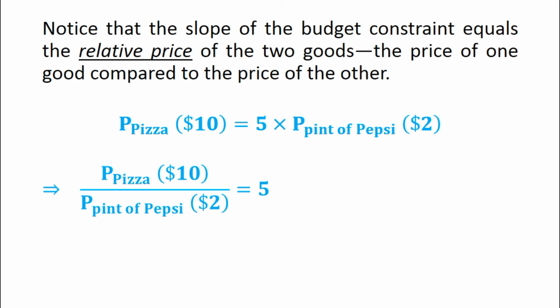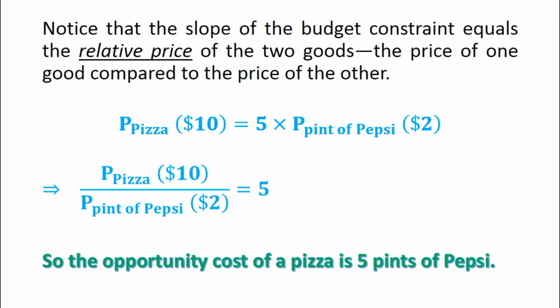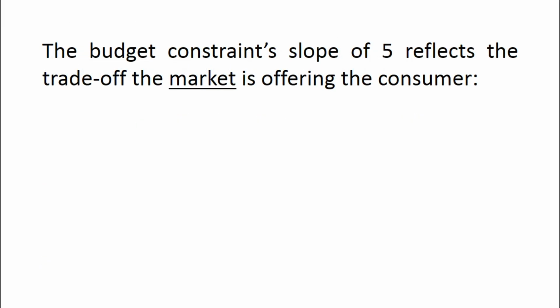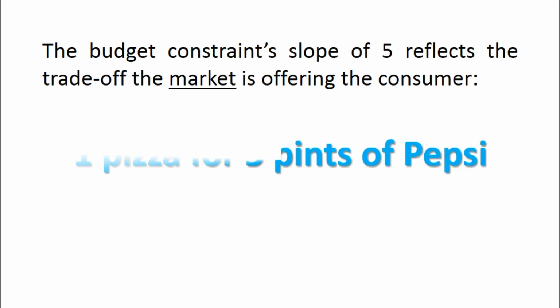A pizza costs 5 times as much as a pint of Pepsi, so the opportunity cost of a pizza is 5 pints of Pepsi, which means that for getting an additional unit of pizza, you need to sacrifice 5 pints of Pepsi. The budget constraint slope of 5 reflects the trade-off the market is offering to the consumer, that is, one pizza for 5 pints of Pepsi.